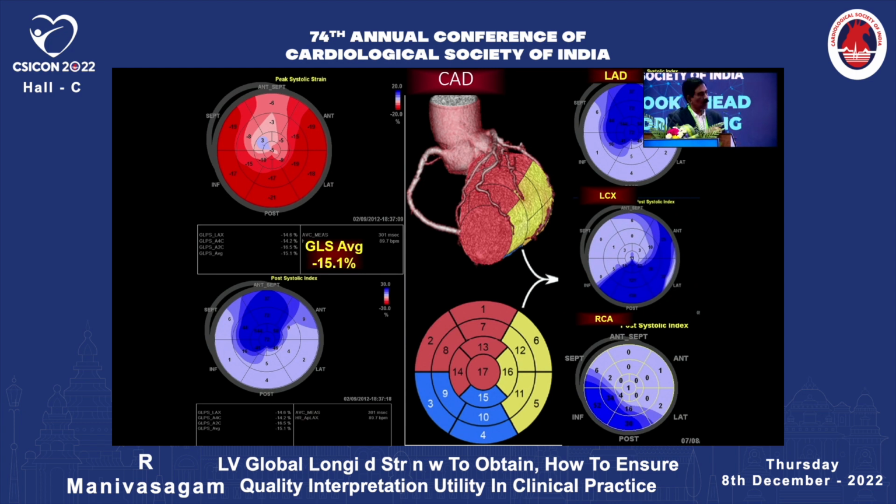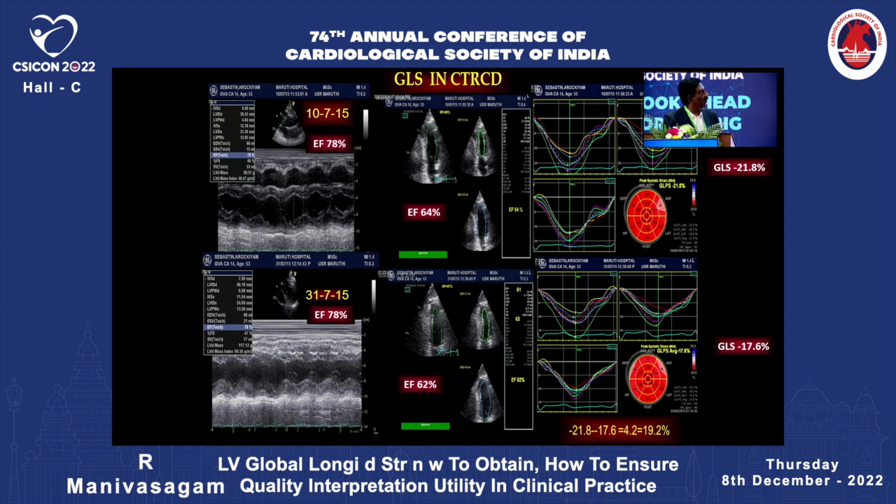Looking at this bullseye alone, we can tell you something about the ischemic severity and global function, as well as the territory of the artery. Also, we can tell you. Coming to the other utility, this is the most useful thing.